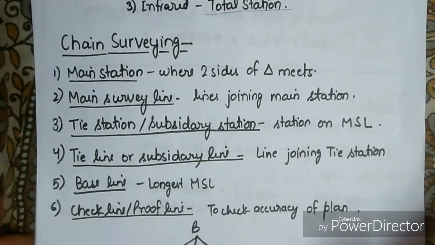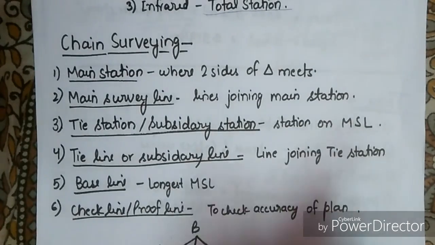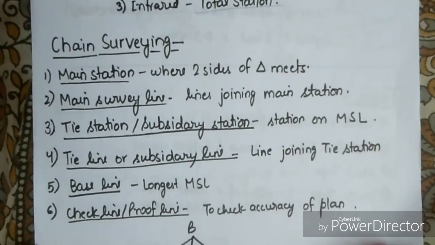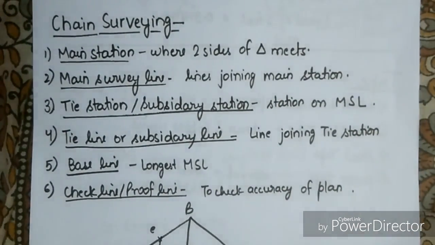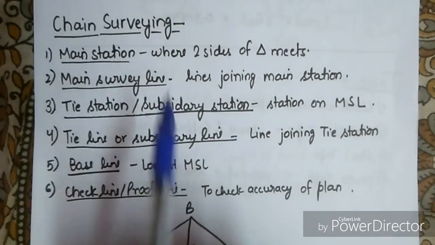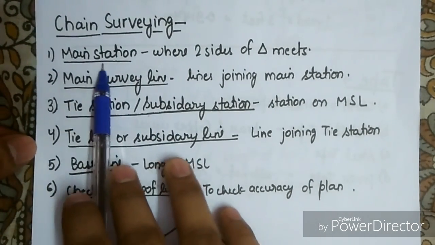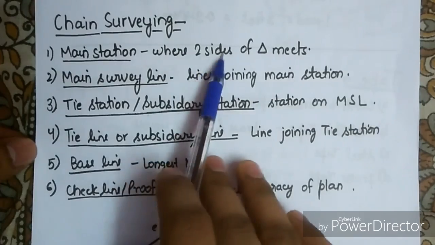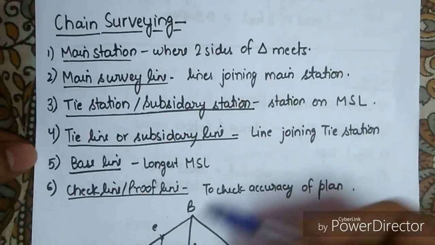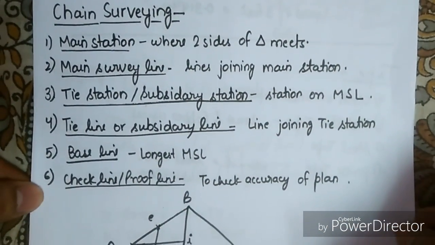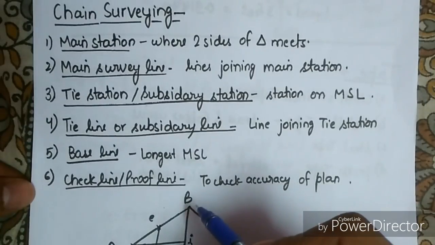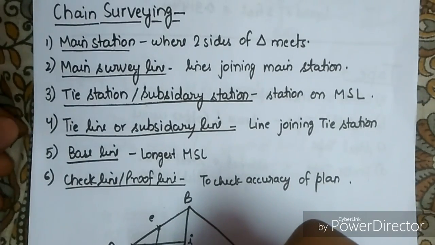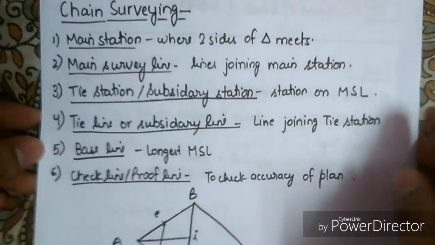Next topic is our chain survey. Chain surveying is a very basic topic in surveying. The first definition here is of main station. Main station is where two sides of a triangle meet. You can see it here. Always a chain survey is performed by triangles only. We form the triangles and then we perform the different operations in it.